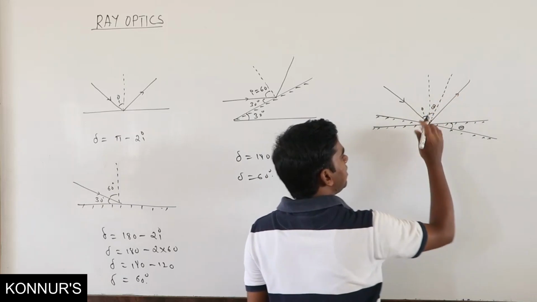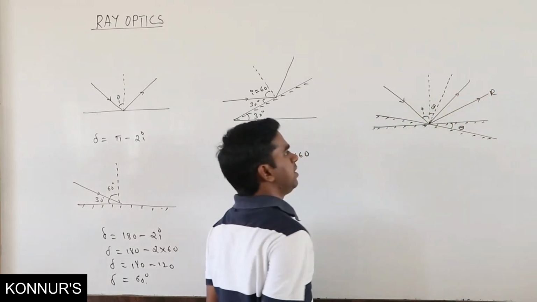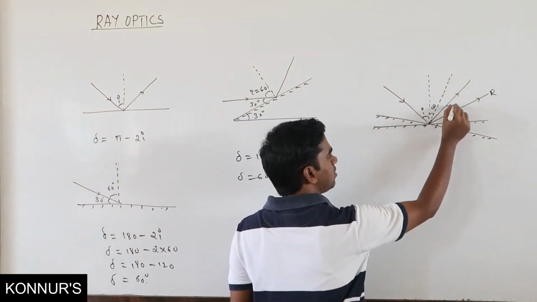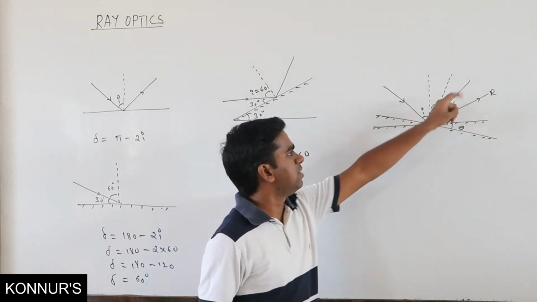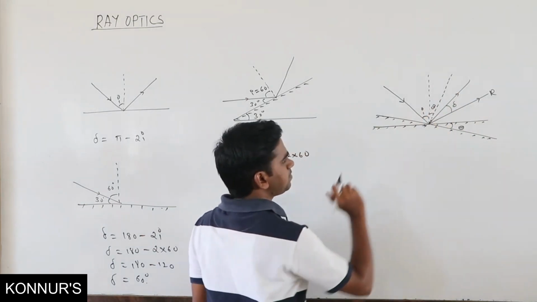Now this is not the reflected ray. The reflected ray is going to be here. This is your reflected ray. So how much has it shifted or rotated? This is what delta is: how much it is deviated from the initial reflected ray. So how can we find this delta?